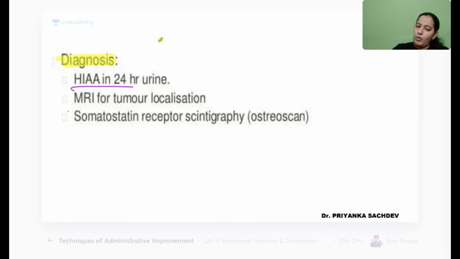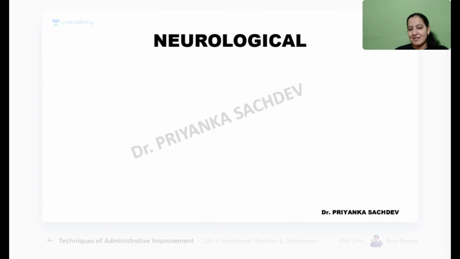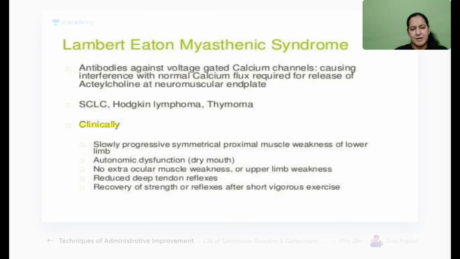So these are the symptoms of carcinoid syndrome. Diagnosis: do 5-HIAA or do MRI. Treatment: treat the cause, remove the tumor as soon as possible. Done. There are some neurological lumps as well, but you can skip it.